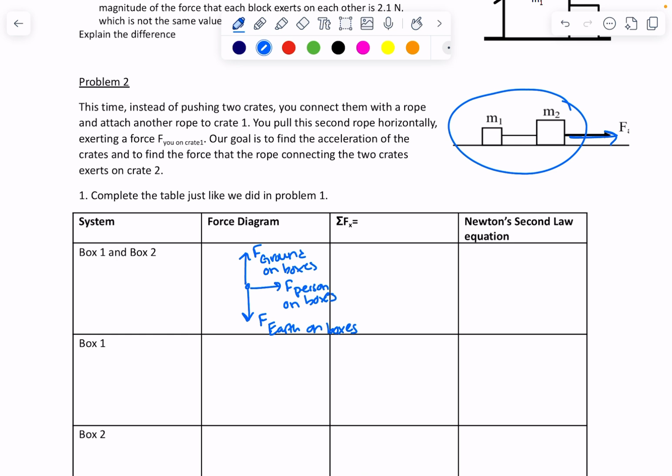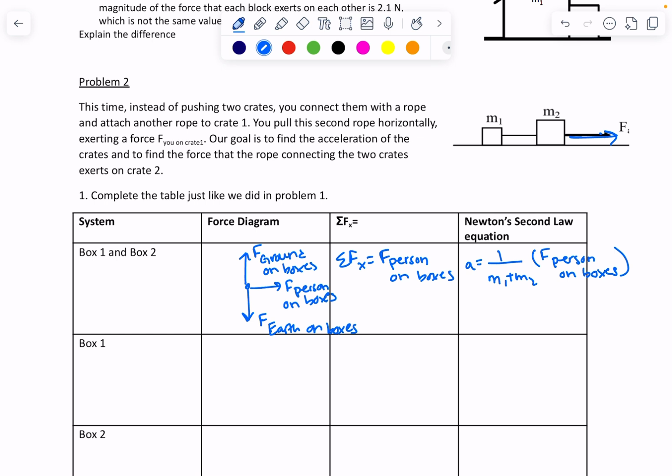So our sum of the forces in the x direction is just going to be force person on boxes. And our acceleration would be, acceleration is 1 over, since both boxes are our objects of interest, it's going to be m1 plus m2 for our mass, and then times force person on boxes. Okay.